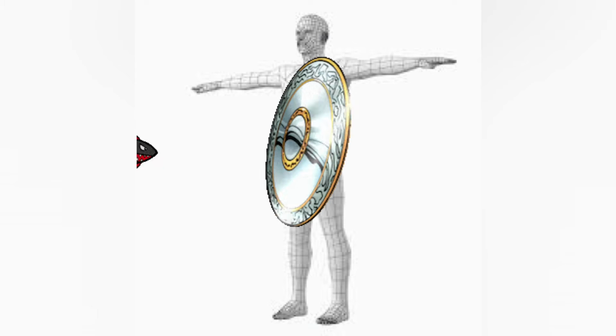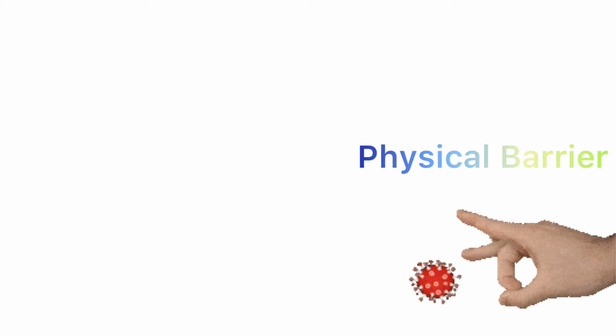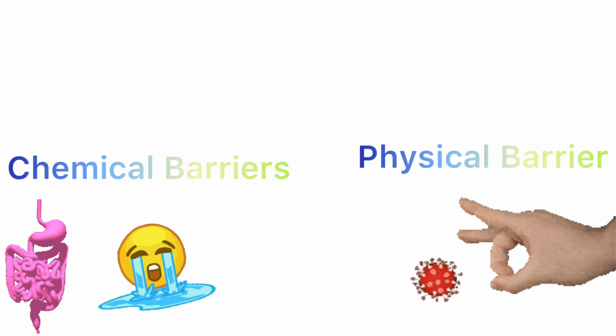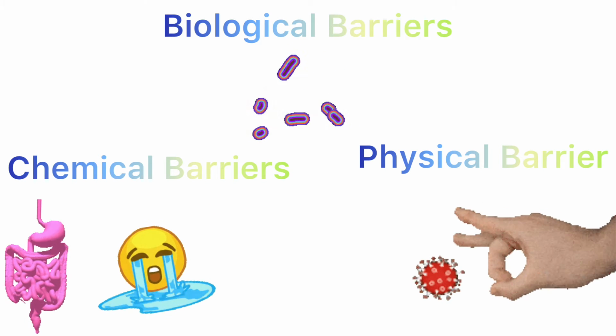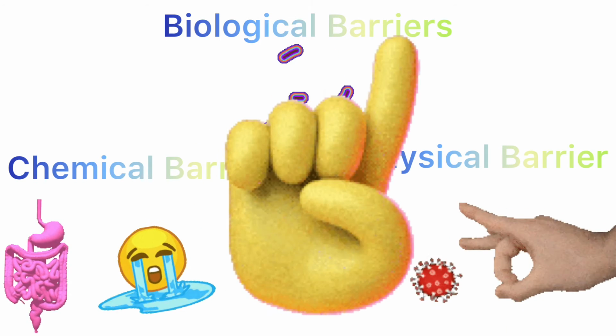So first, the invading pathogens will meet up with some surface barriers that can be physical, chemical, or biological obstacles. The skin is the primary physical barrier. Chemical barriers can include stomach acid and tears. Biological barriers include the harmless bacteria that is on us at all times. So you're never alone.